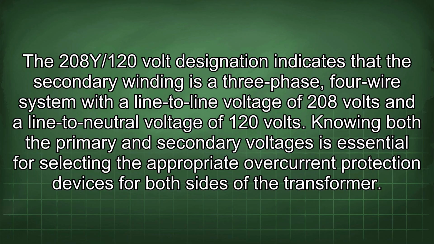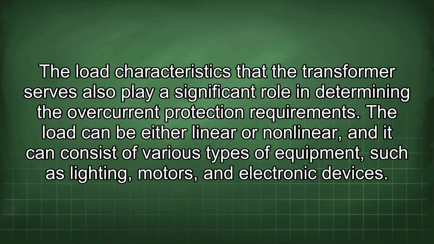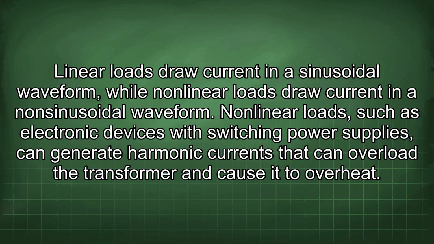The load characteristics that the transformer serves also play a significant role in determining the overcurrent protection requirements. The load can be either linear or nonlinear, and it can consist of various types of equipment, such as lighting, motors, and electronic devices. Linear loads draw current in a sinusoidal waveform, while nonlinear loads draw current in a non-sinusoidal waveform. Nonlinear loads, such as electronic devices with switching power supplies, can generate harmonic currents that can overload the transformer and cause it to overheat.